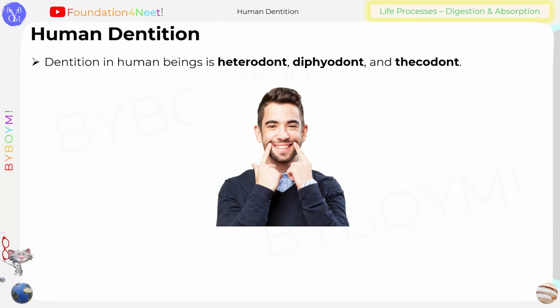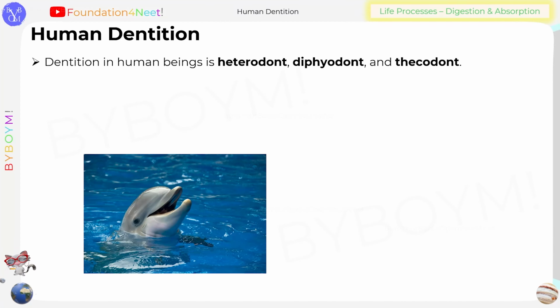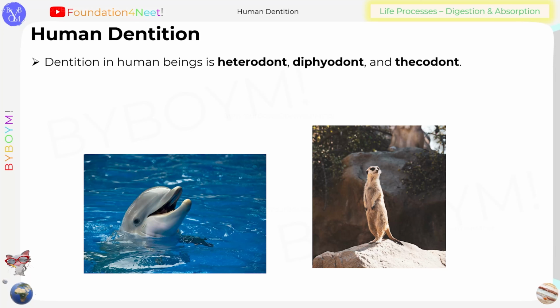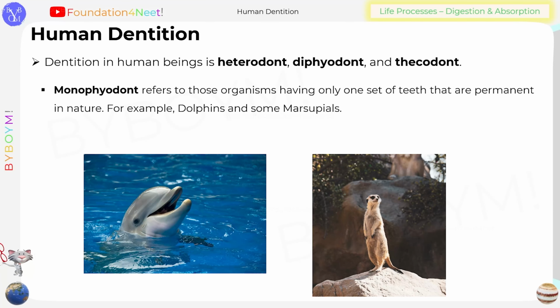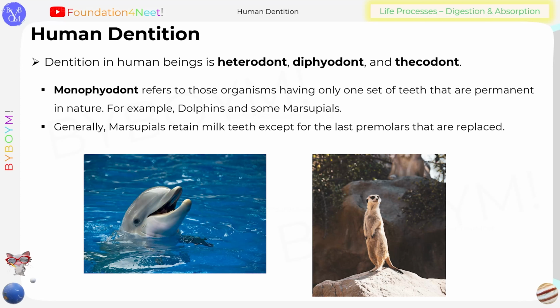Now moving on to the next point, Thecodont. What do you mean by Thecodont? But before understanding Thecodont, let us compare Diphyodont with other conditions. We have seen that Diphyodont is the condition in which two sets of teeth appear. Let us see what is Monophyodont. The Monophyodont condition refers to where only one set of teeth appears and they are permanent in nature. So you have dolphins and marsupials as examples. But remember that marsupials retain milk teeth except for the last premolars that are replaced.